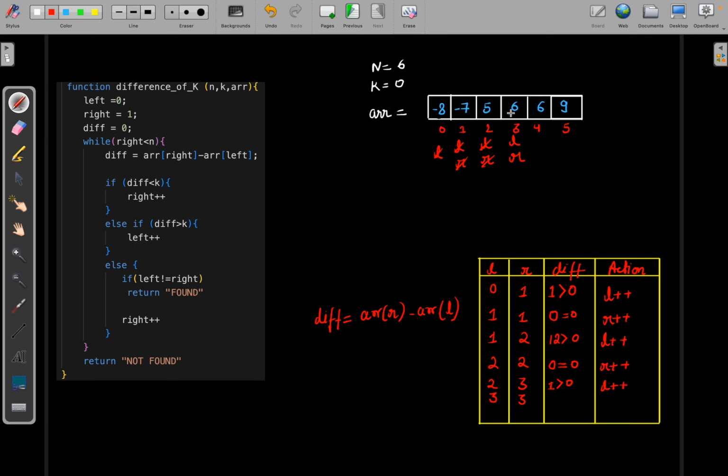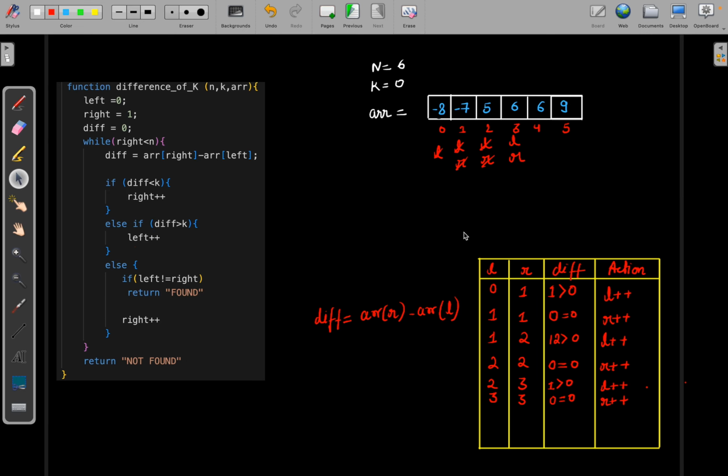Find the difference. 6 minus 6, 0. Is the difference less than k? No. Is the difference greater than k? No. The difference is equal to k. But both pointers are at the same position, they are pointing to the same element. So again, right plus plus. I will do R plus plus and simply move my R pointer here. So now R is pointing to 4.